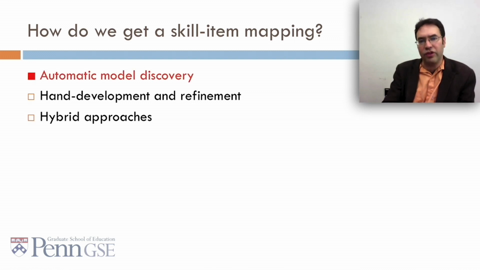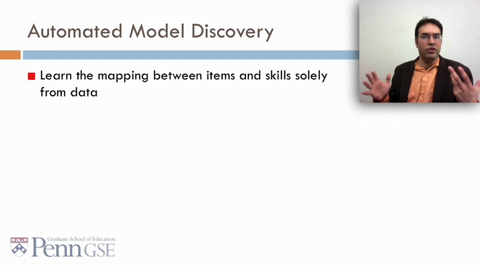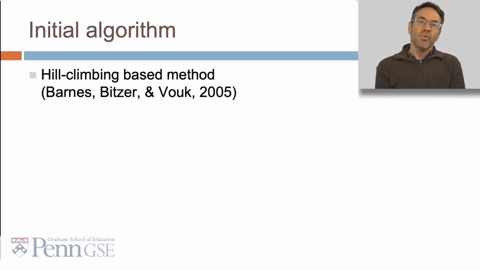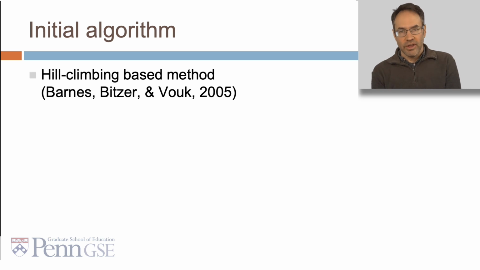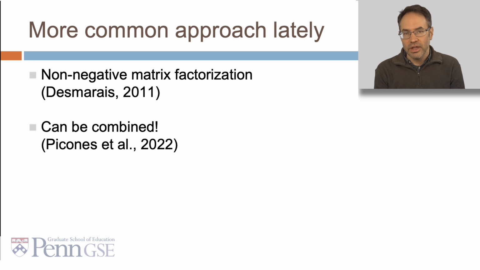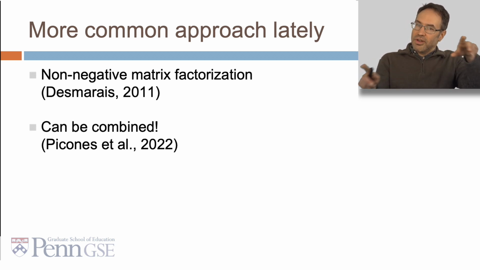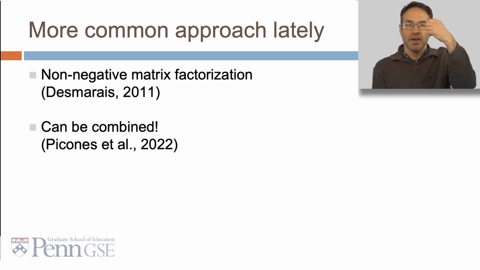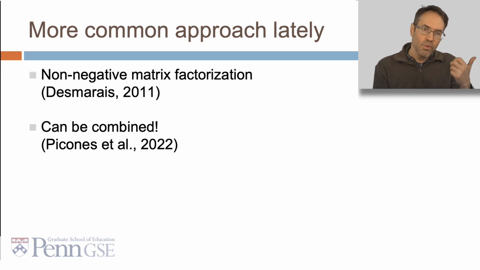So automatic model discovery. What you do there is you learn the mapping between items and skills solely from data. So the initial way that people did this was a hill climbing based method that came from Barnes et al. But more common lately is the use of non-negative matrix factorization, which is mathematically intense and we won't go into the details. It's worth noting, by the way, that you can actually combine these two. And Pardos et al. do a nice example of combining non-negative matrix factorization with hill climbing.